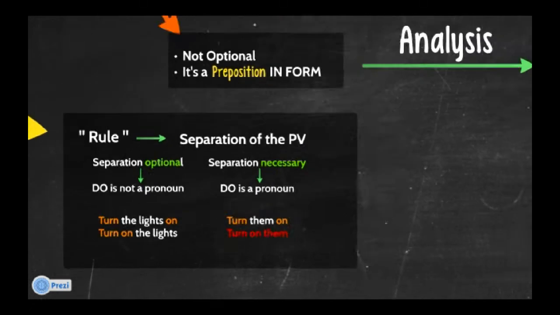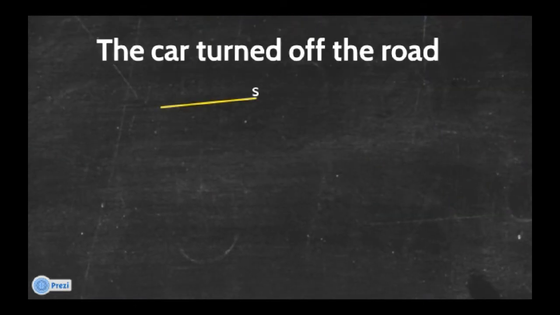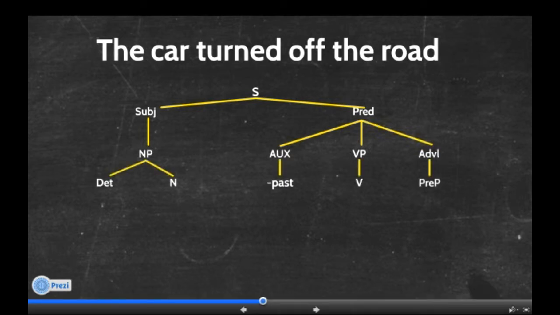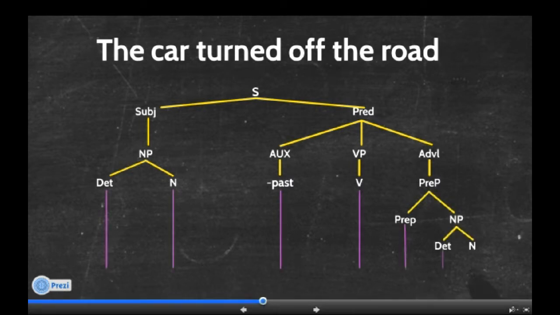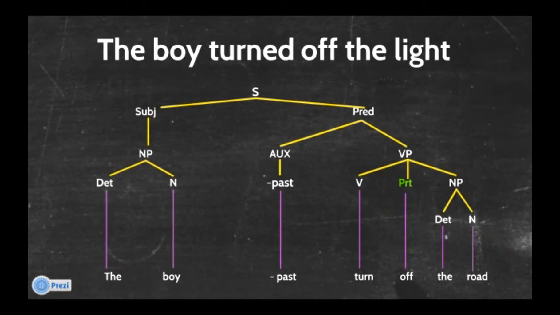We said the particles are in fact prepositions. Let's have a look at this sentence. We can see that in the first sentence, the word of is part of a prepositional phrase, that is part of an adverbial, that is optional. In the second sentence, we see the word of as a particle, that is part of a verb phrase, that is obligatory.